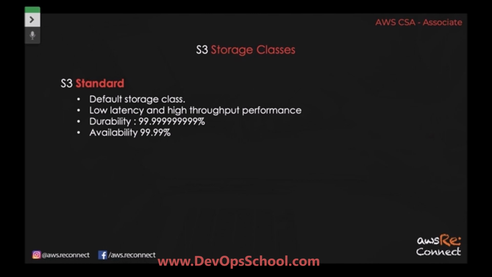These are the numbers you need to remember for when you interact with a client. If they ask what the durability and availability are, if I am moving my on-premise data to the S3 cloud, at that time you can tell them that AWS provides this level of durability and availability, so your data is secure and always available. It's not important from an exam point of view, but you need to remember this.